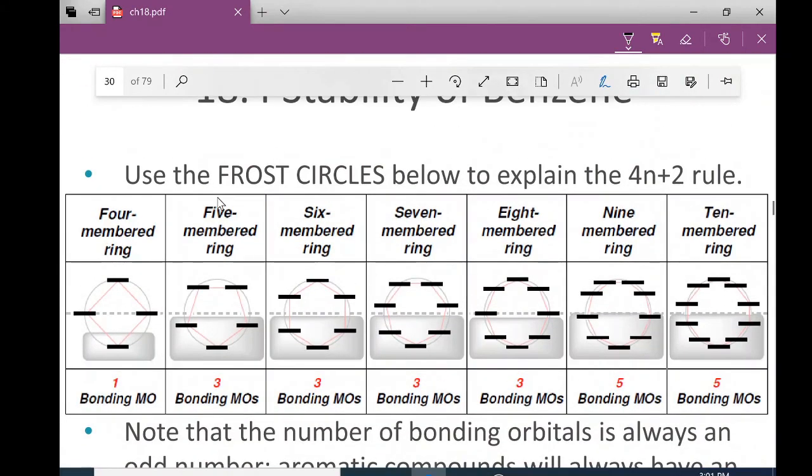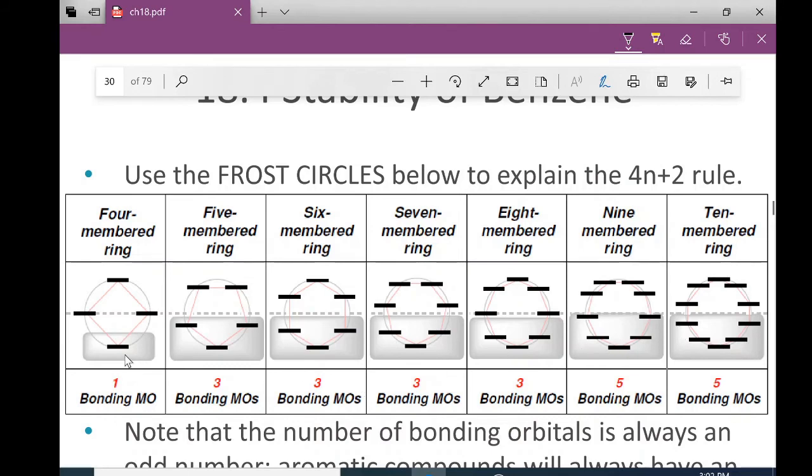Okay, so here's what the Frost circles look like for all of the molecules. This is a 4-membered ring. Notice we have the polygon inscribed with one of the carbons facing down. Here's a 5-membered ring like cyclopentadienyl, but that's not aromatic by itself. Here a 6-membered ring with one of the carbons facing down. Here we have a 7-membered ring with one of the carbons facing down, and so on, 8, 9, and 10.